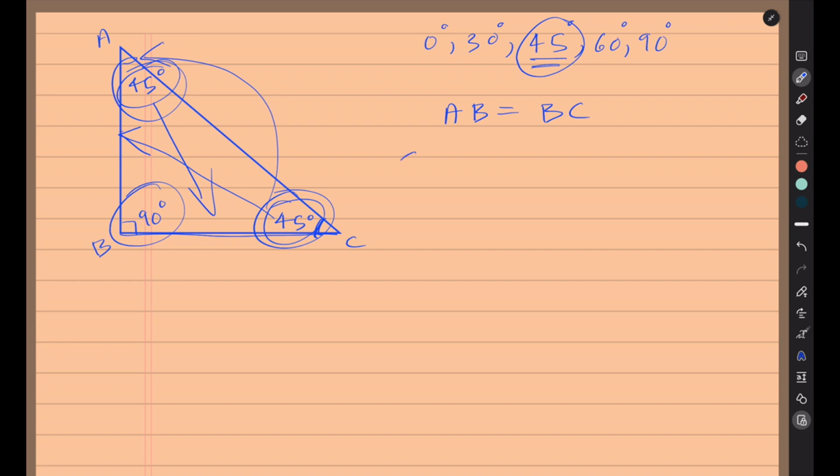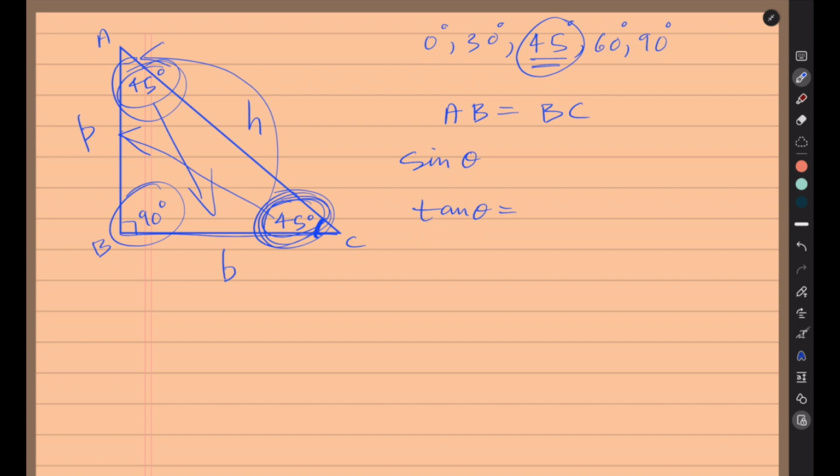Okay, then let us start with tan theta. What will be the tan theta? If we base this angle as our basic angle 45 degree, then this will be B, isn't it? This will be P and this will be H.